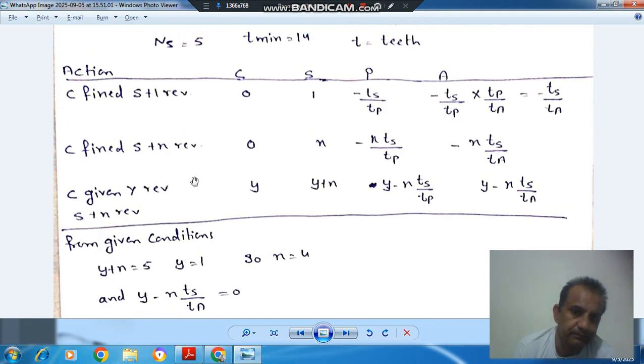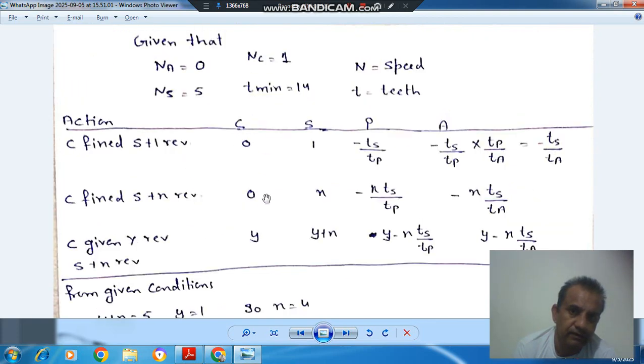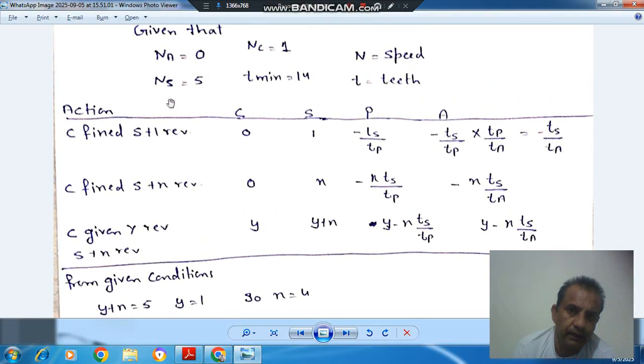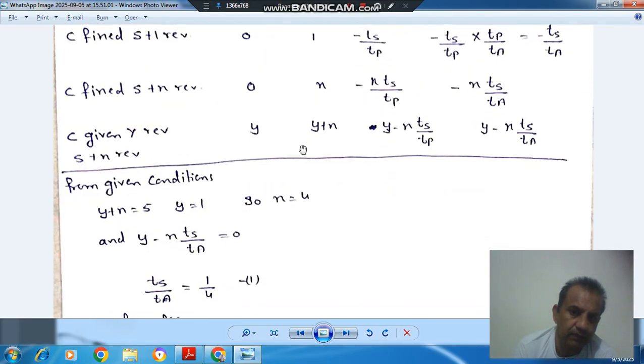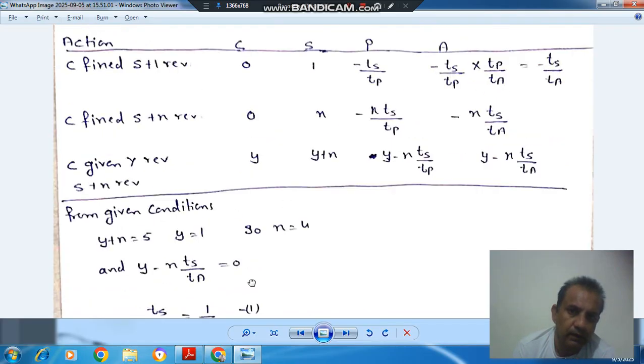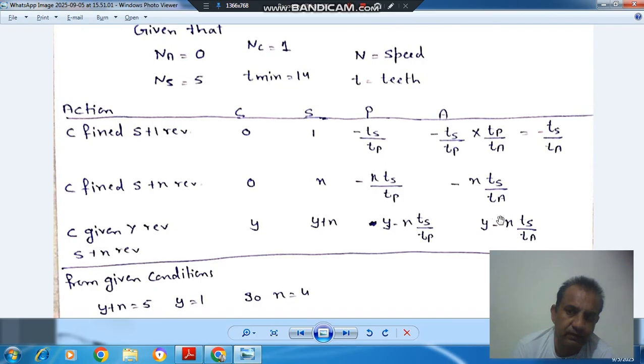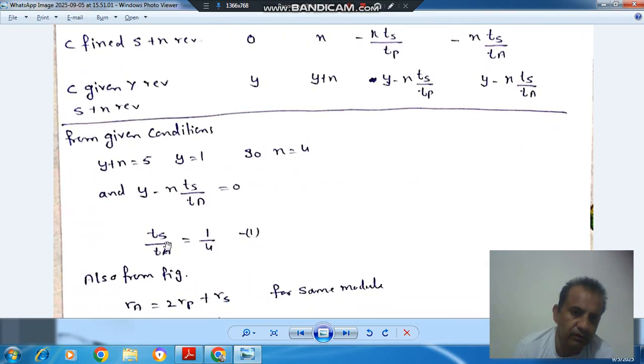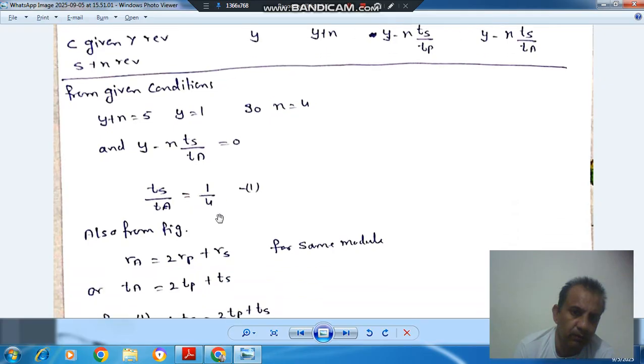Now it is given that NC is 1, so it means Y is 1, and NS is 5, so it means Y plus X is 5. So as Y is 1, X is 4, and it is given that NA is 0, so Y minus X TS by TA is 0, or TS by TA is equal to 1 by 4.